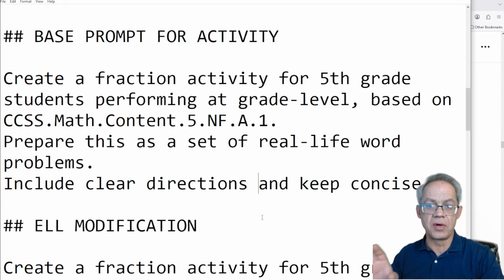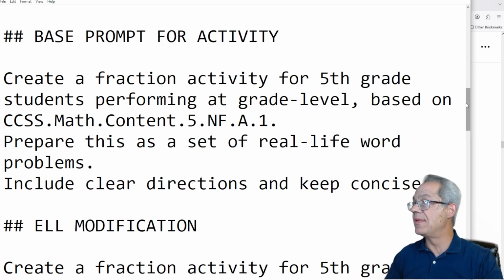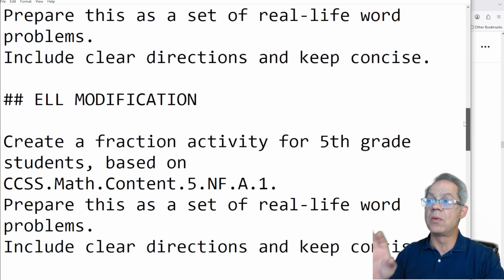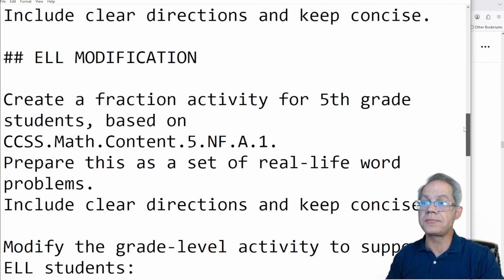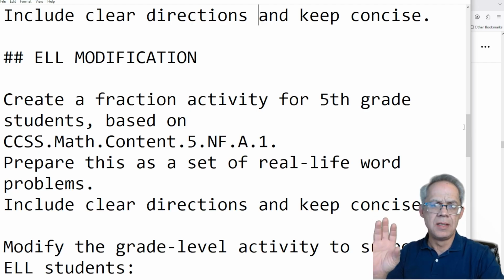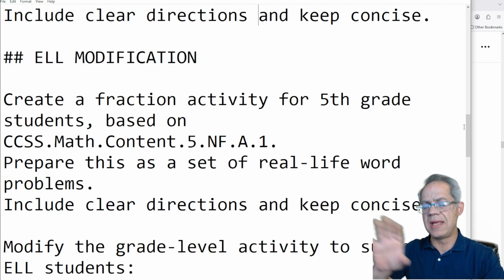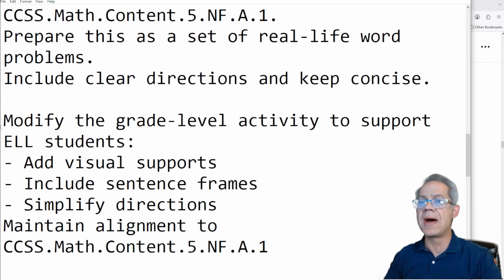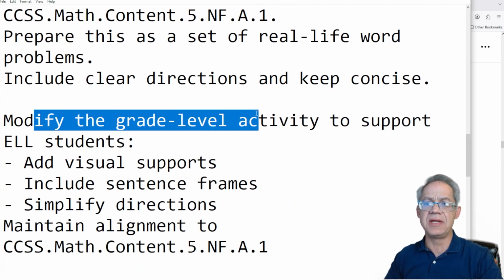let's take a look at our first subpopulation and the potential supports for that group. So let's look at our ELL students, our English language learners. So we've got the activity again, and I'm just going to tell ChatGPT, hey, in reference to the grade level activity, do these modifications. All right. So modify the grade level activity.